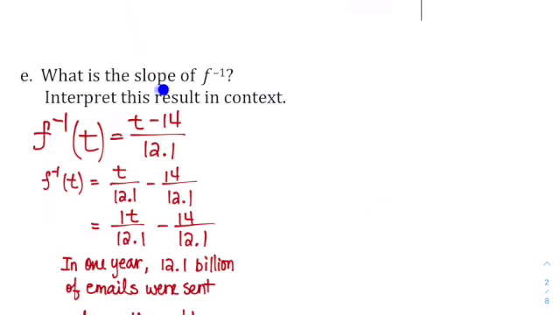E. What is the slope of f inverse? And when you're talking about inverse, interpret the results. Once I figure it out, I split the slope into two different parts, that's mx plus b. There's your mx, so in this case, t. So the slope is really 1 over 12.1. To interpret, in 1 year, 12.1 billion emails were sent over the world. So that is example number 2.